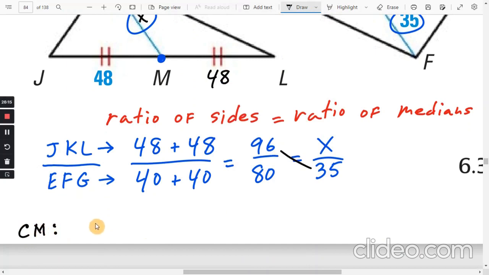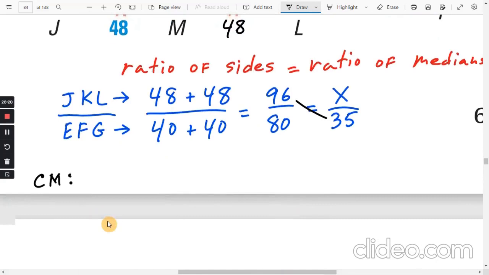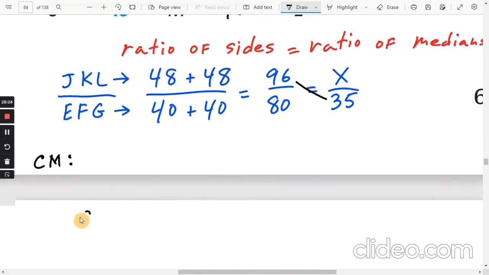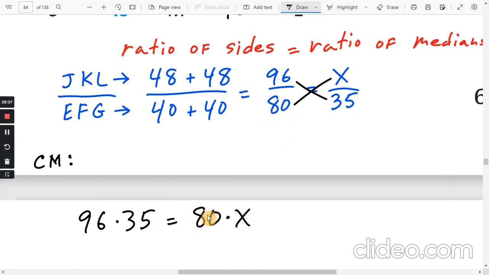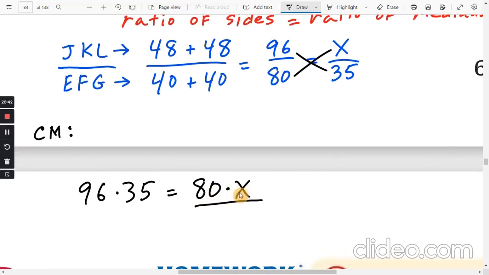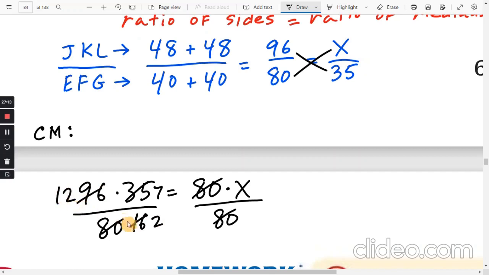96 times 35 is going to equal bottom times top, so that's 80 times X. Okay, see, if we had reduced this, we would have smaller numbers, but no big deal. So the opposite of X times 80 is divided by 80. I'm going to do that to both sides. Cancels here. And now, you can do it with a calculator or you can do it by hand. 35 divided by 5 is 7. 80 divided by 5 is 16. And 16 divided by 8 is 2. And 8 into 96 is going to be 12. 12 divided by 2 is 6. And 6 times 7 is just 42.